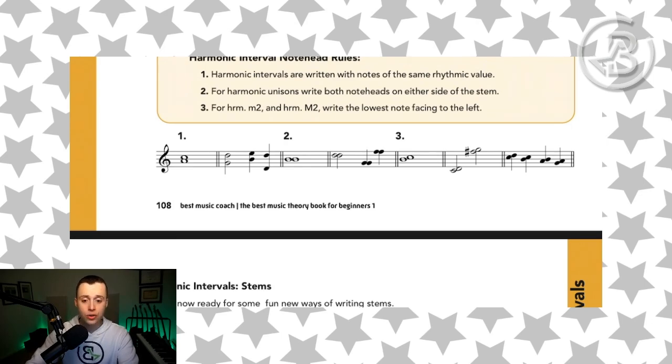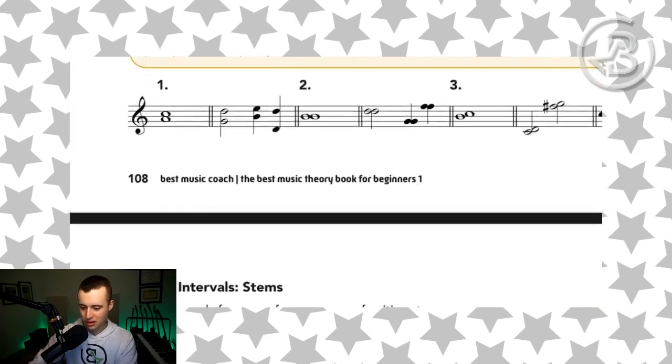That's important. You're not going to write a harmonic interval with a whole note and a half note, or a quarter note and a half note. It's going to be a whole note and a whole note, or a half note and a half note, and a quarter note and a quarter note. For harmonic unisons, you're going to write both note heads on either side of the stem if there are stems.